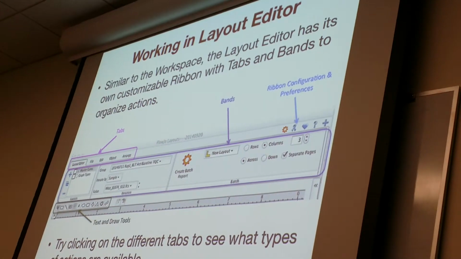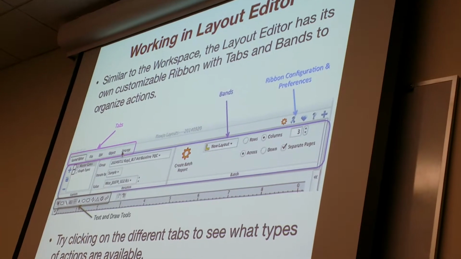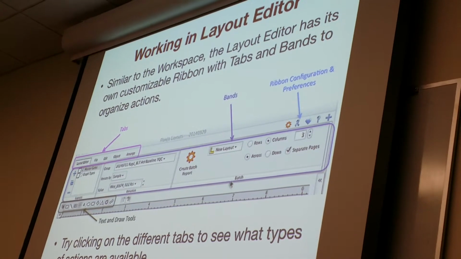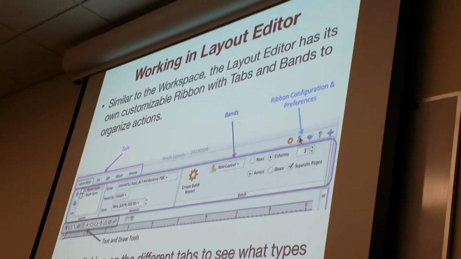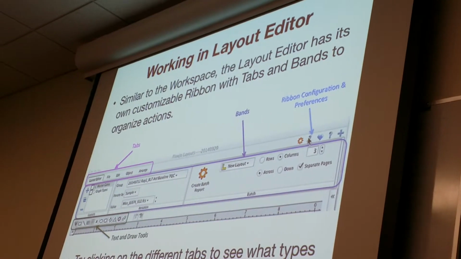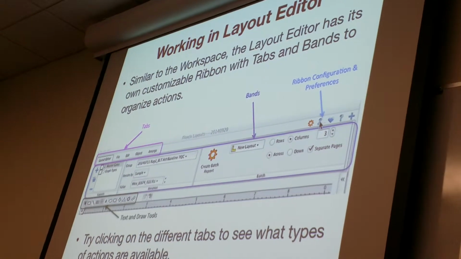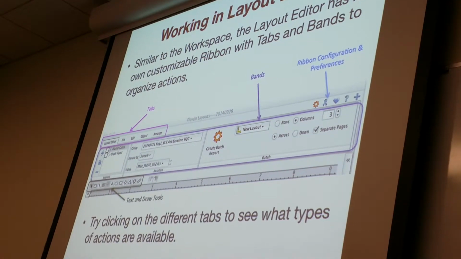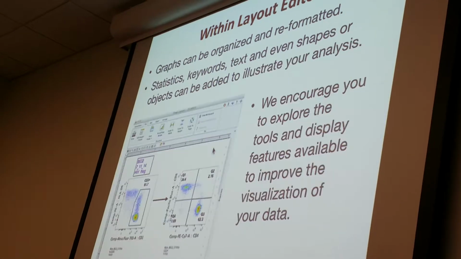Similar to working within the workspace, the layout editor has its own set of 5 tabs, and each tab will give you access to different bands of actions. This is, again, configurable to your liking, using this ribbon configuration button over here. Try clicking on the different tabs to see what types of actions are available.